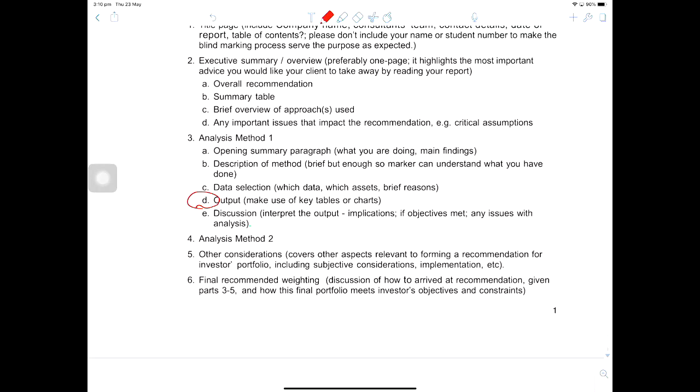And following the first method, we can discuss analysis method 2. And don't forget the other considerations. So this might be the implementation issues or other subjective adjustment. So this part 5 can be combined with analysis methods 1 and 2, becoming part of the method or discussion of the output from both methods.